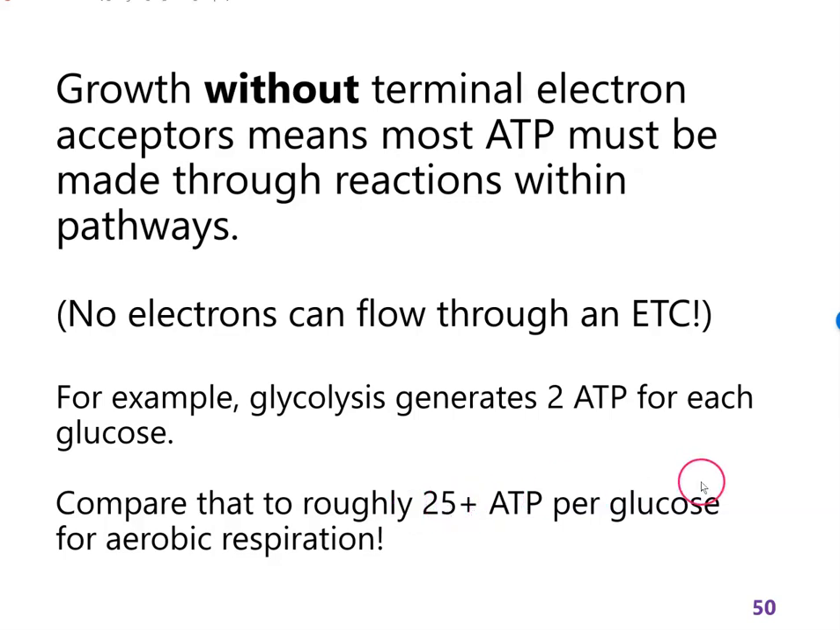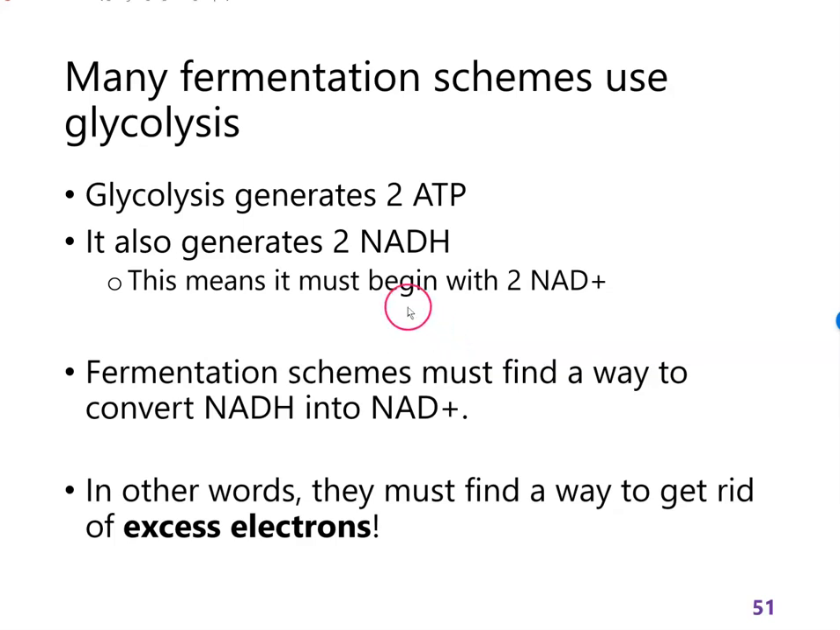We can get 10 times as much ATP for every molecule of glucose if we can send electrons through an electron transport chain. But if all we can do is send glucose through glycolysis, we get 2 ATPs for that. And this is a common thing in fermentation. Many different organisms can use glucose and glycolysis, and they get the 2 ATPs from that. But here's the thing.